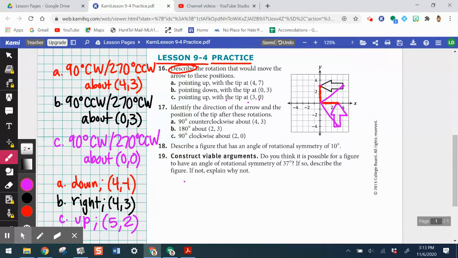We have 2 more to discuss. So 18 brings to light just another way to expound on what we saw on the previous page about rotational symmetry. It says, describe a figure that has an angle of rotational symmetry of 10 degrees. And so to explain that, I'm going to use some previous examples from the other page and maybe some more that you haven't thought about. So I'm going to jump over here, get to a new page.